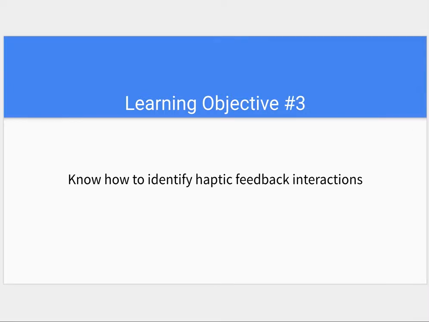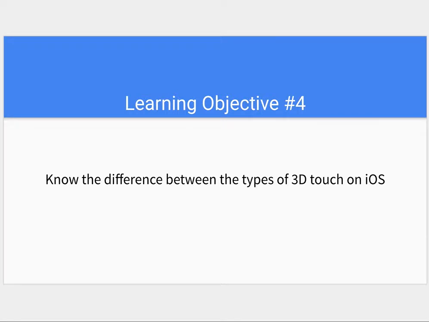And objective number 3 is to know how to identify haptic feedback interactions. So once they understand what haptic feedback is and the purpose of it, then they need to be able to identify haptic feedback interactions. And this also kind of helps them answer the question of why it's beneficial. And then the fourth and final learning objective is to know the difference between the types of 3D touch on iOS. So 3D touch is one of the feature sets of haptic feedback on iOS that they released with the latest iPhone.